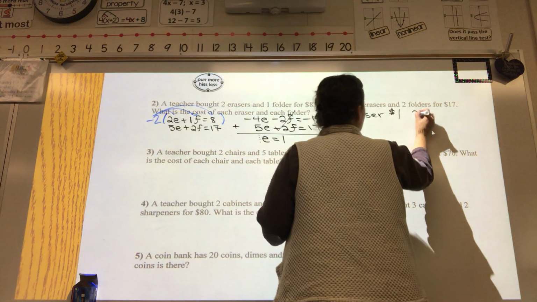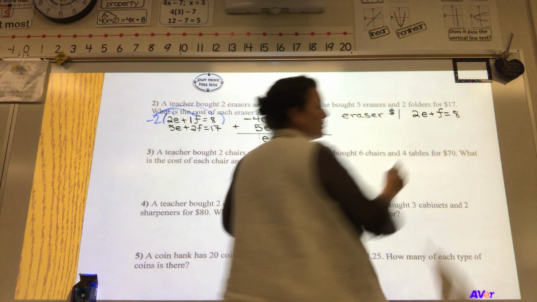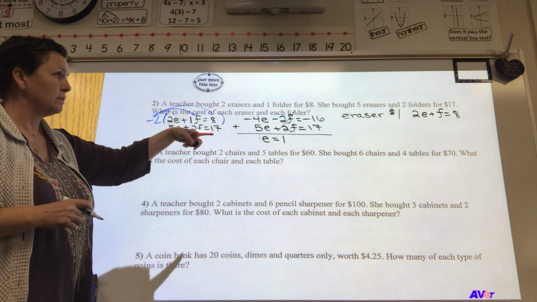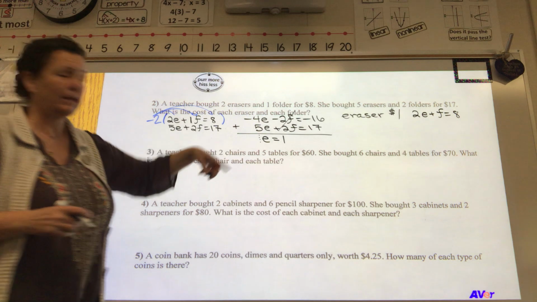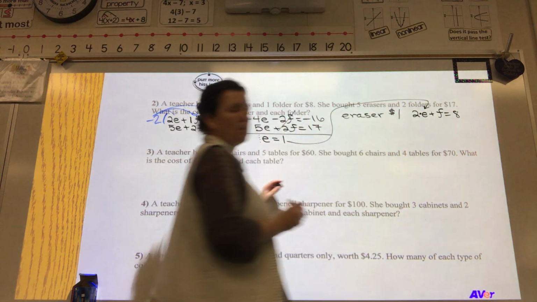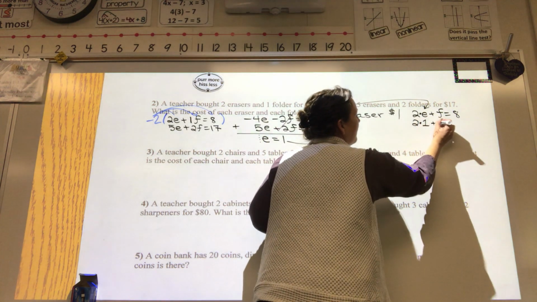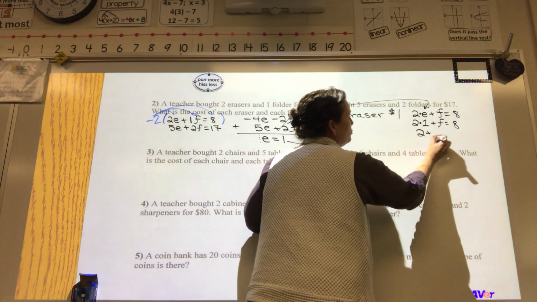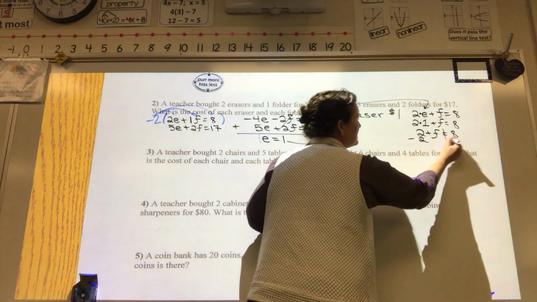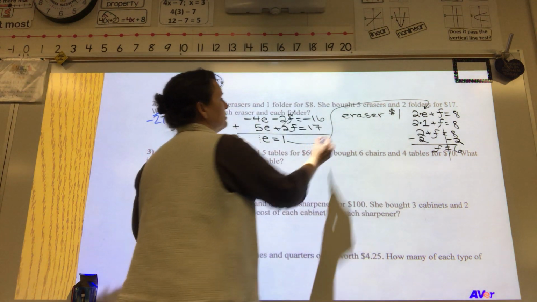So let's go over here. So there's that beautiful equation, 2e plus f equals 8. I know that e is 1, so I'm going to substitute a 1 in for e. So I'm going to put a 1 right there. So it's going to be 2 times 1 plus f equals 8. That's going to be 2. And now we draw our line, we put our hand on the letter, we do the opposite, and we know that a folder is $6. Cool.